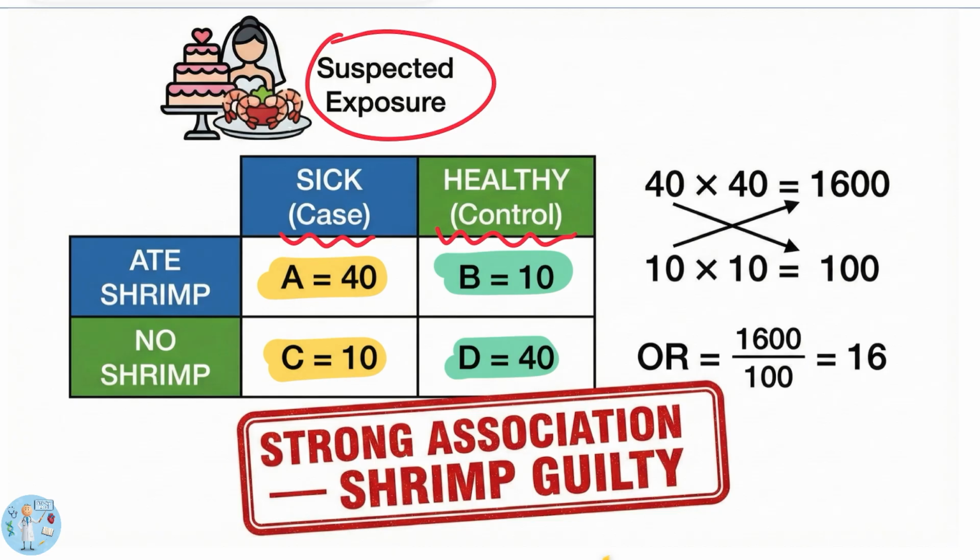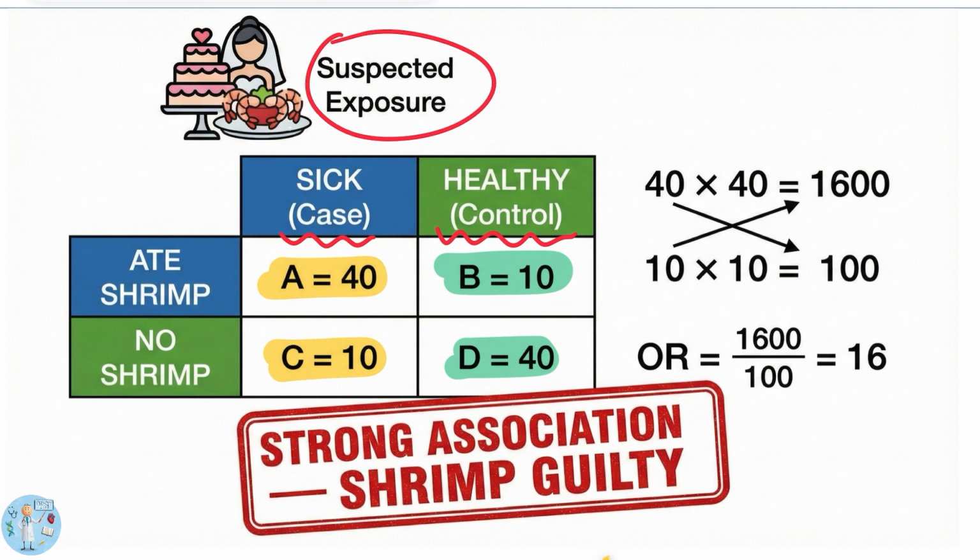Ate the shrimp but felt fine. That's 10. C is sick but not exposed. Got sick without eating shrimp. Also 10. And D is healthy and not exposed. Avoided the shrimp. Felt fine. That's 40. Perfect. A is 40, B is 10, C is 10, D is 40.